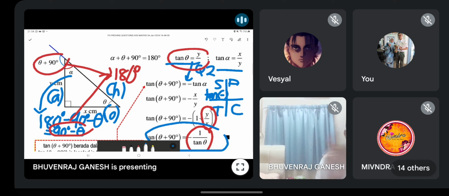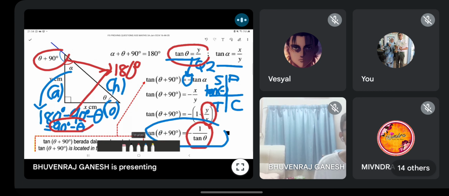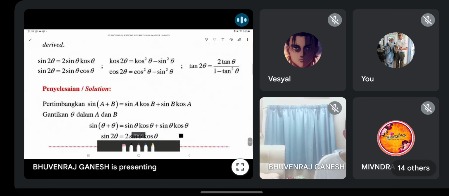Sangat pendek, very short. But remember, add negative. Okay, because quadrant 2 tangent is negative. So kena ingat. Okay, pastikan kamu tambah negatif tu untuk lebih senang. Okay, so yeah. So let me see this one.